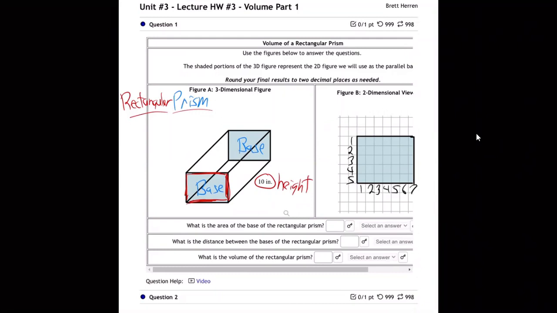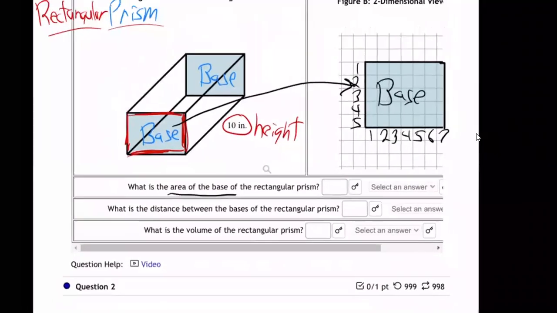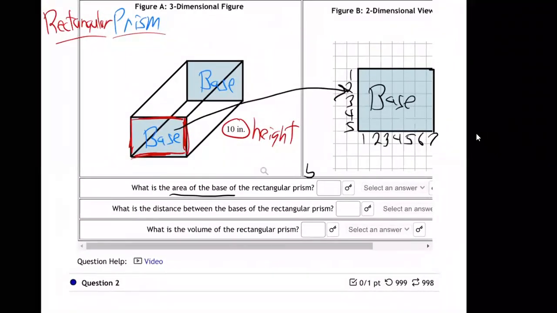So they just grabbed the base. This is the base here. So they just grabbed this base and they're focusing on just that base. Mine's 5 by 7. So what is the area of the base here? The area of the base is 5 times 7, 35. And what are the units?